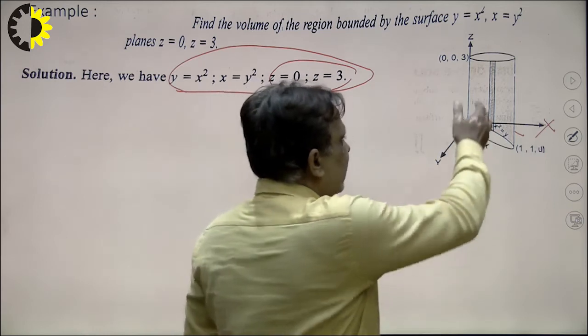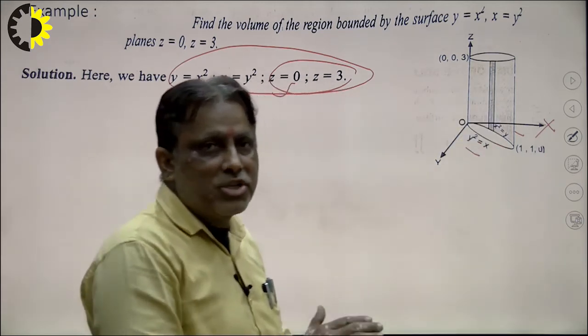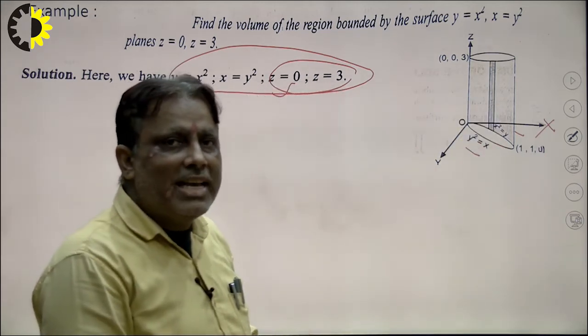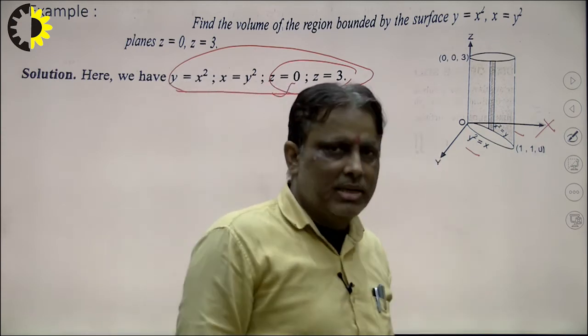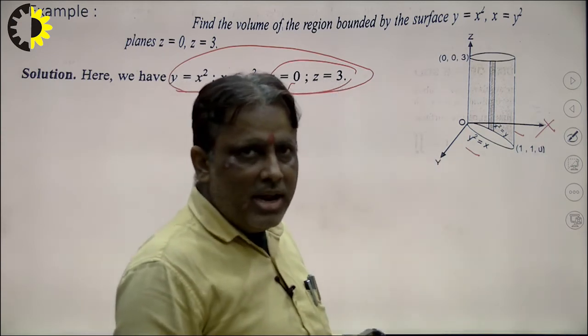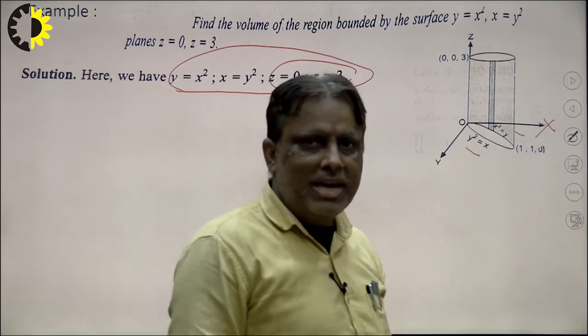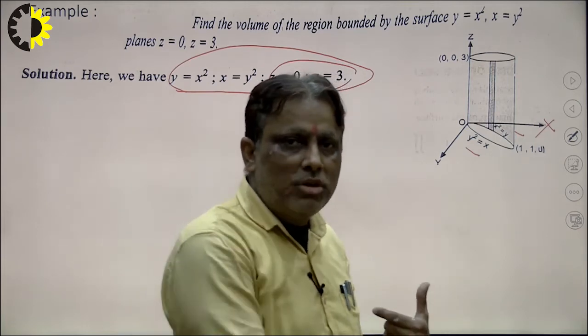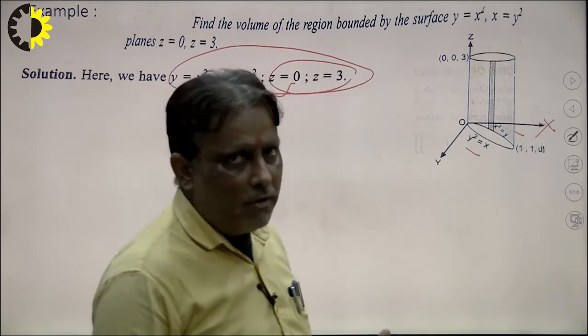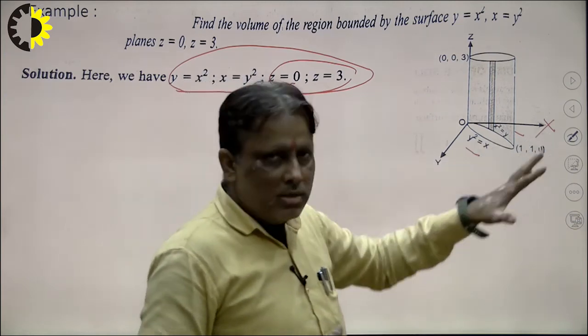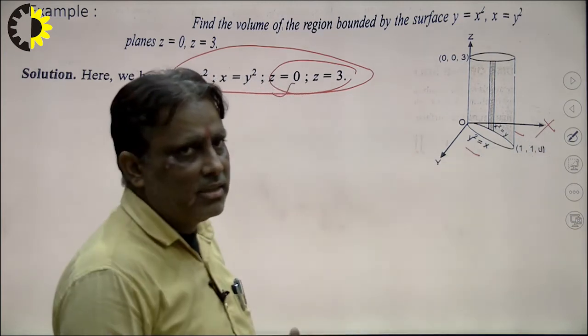So in this way there exists a cylindrical formation. Suppose I am the cylindrical formation and I am standing in the xy plane, parallel to the z-axis, that is, my height is 3, and my foot is the intersection portion of the given parabolas. In this way we can understand the given diagram.